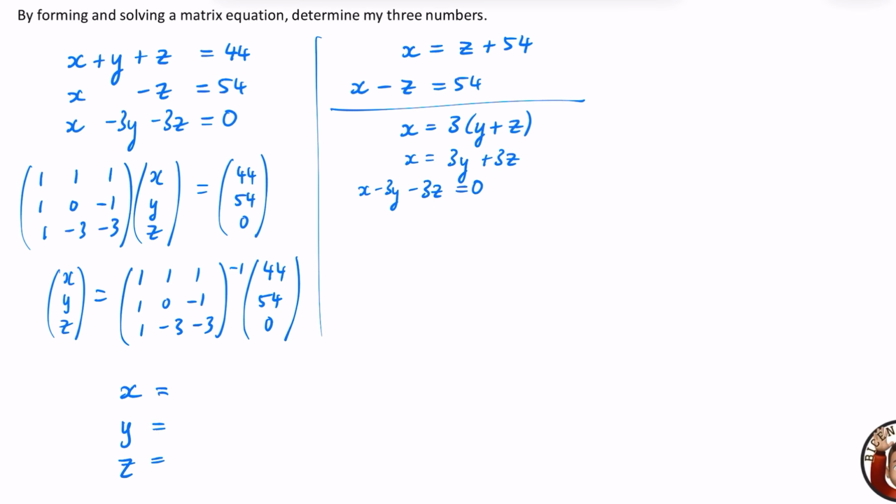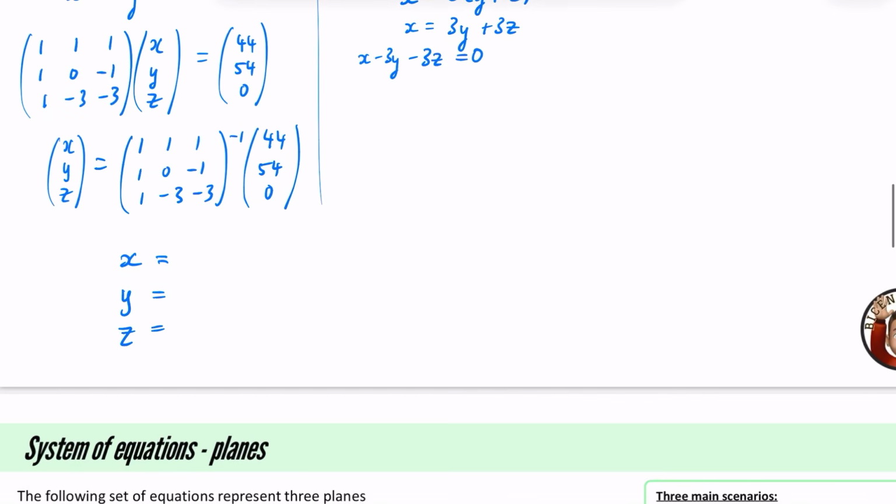I'll go to three unknowns, and I'll put in the coefficients: the 1, the 1, and the 44. And then I'm also going to put in the 1, the 0, the minus 1, and the 54, the 1, the minus 3, the minus 3, and the 0. And then I'm going to press equals for this, and I get that my solutions are that x is 33, y is 32, and z is minus 21.